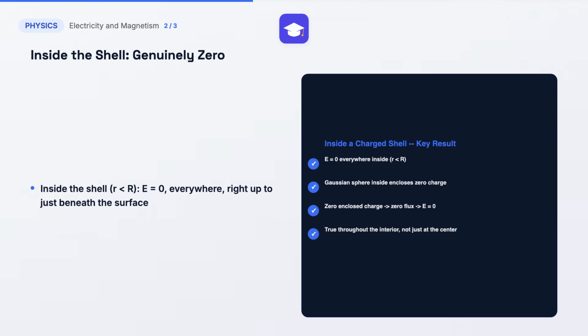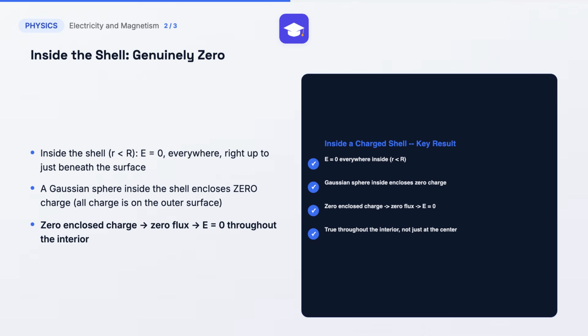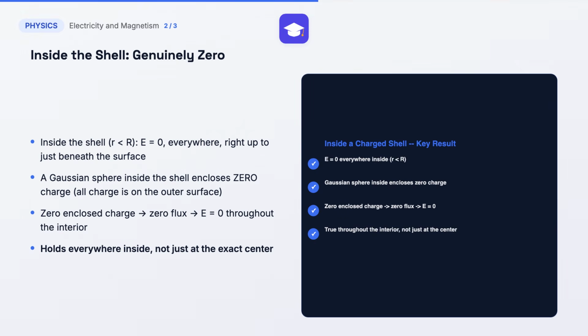is exactly zero everywhere inside, no matter how close you get. This follows from Gauss's law, since a Gaussian sphere inside encloses zero charge. The flux through this inner Gaussian sphere is zero, and by the same symmetry argument as before, this forces E itself to be exactly zero throughout the entire interior region.